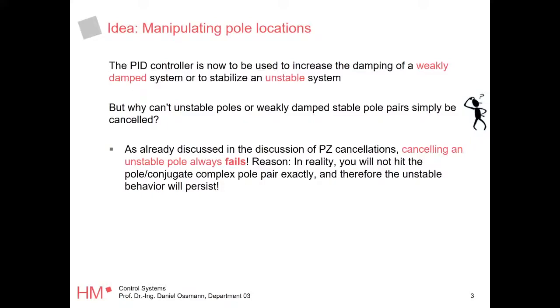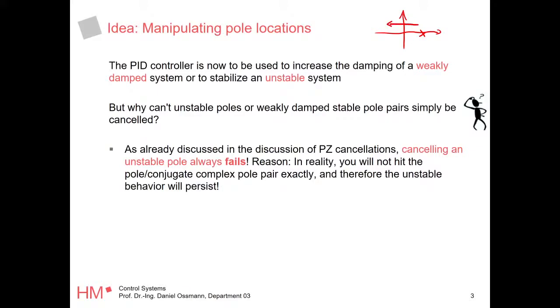In reality, you will not directly hit that pole in the right half plane, right? So if we have an unstable system, it's better to manipulate the pole location than to cancel it. So what you actually want to do is, let's say you have your poles here, if you cancel it, it will go away, but it's still going to be unstable because you don't hit it. So you want to move that pole somewhere to the left half plane, right?